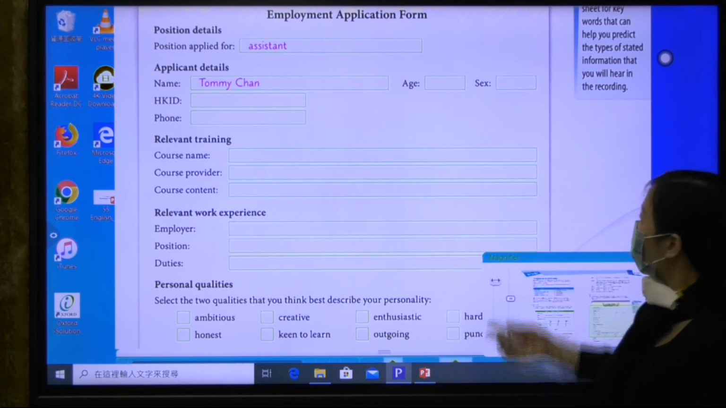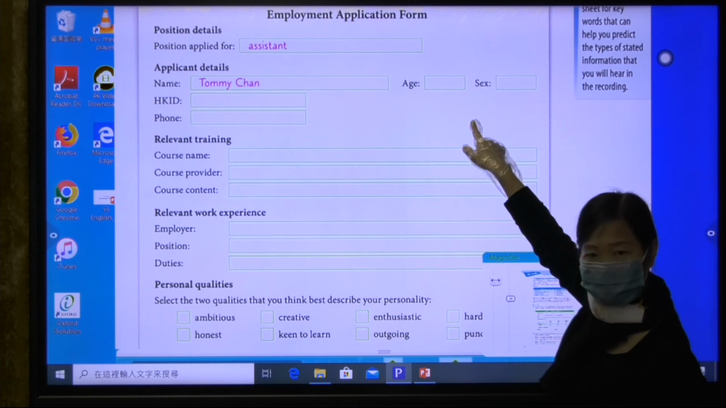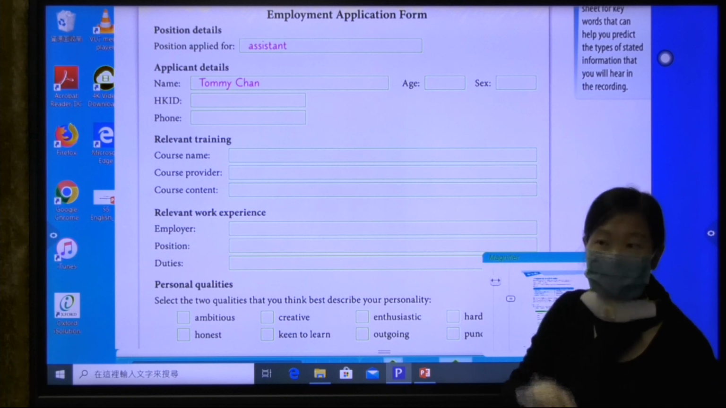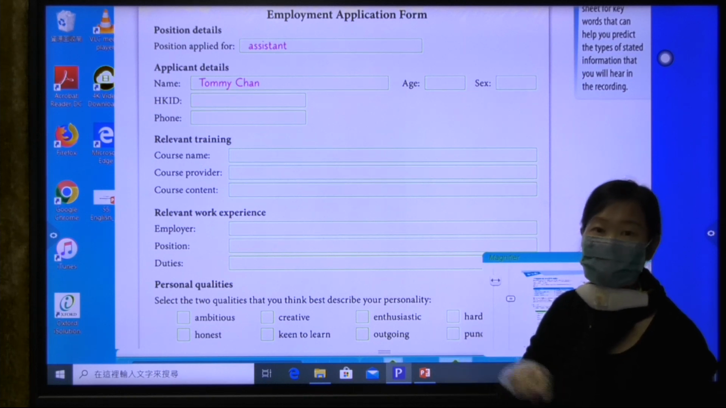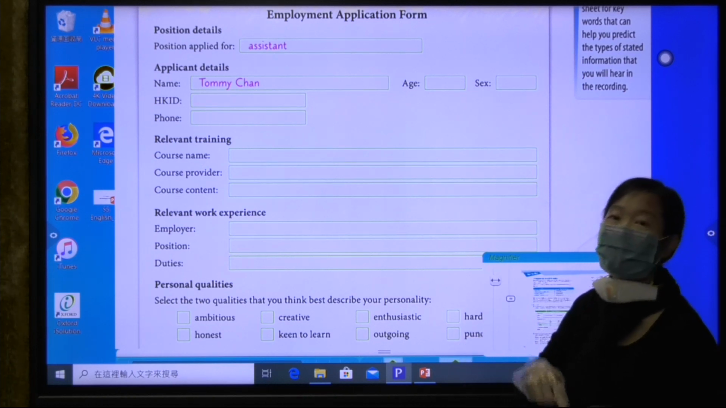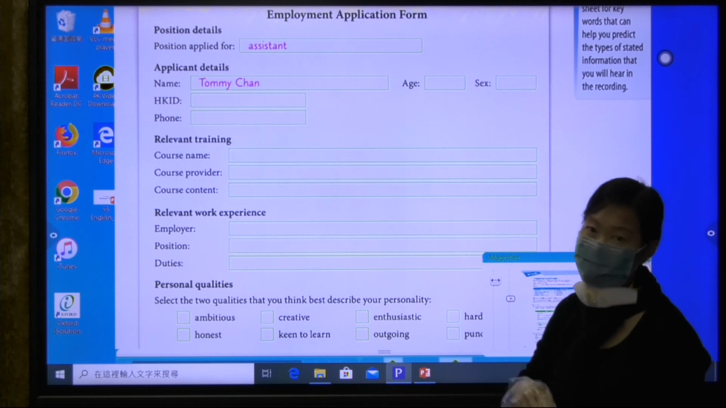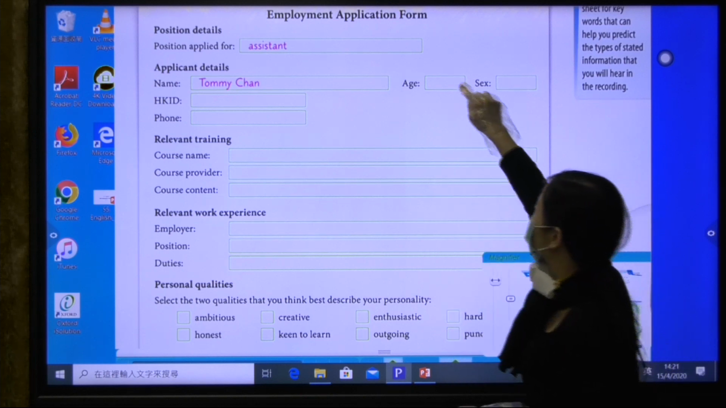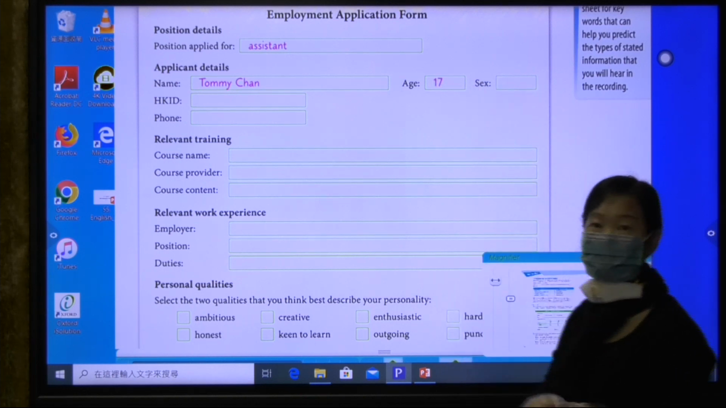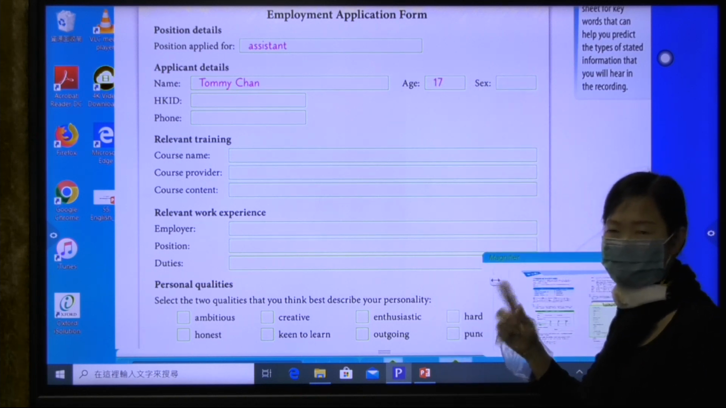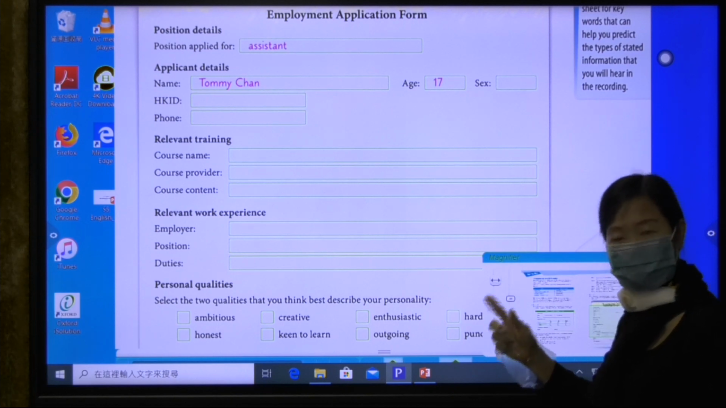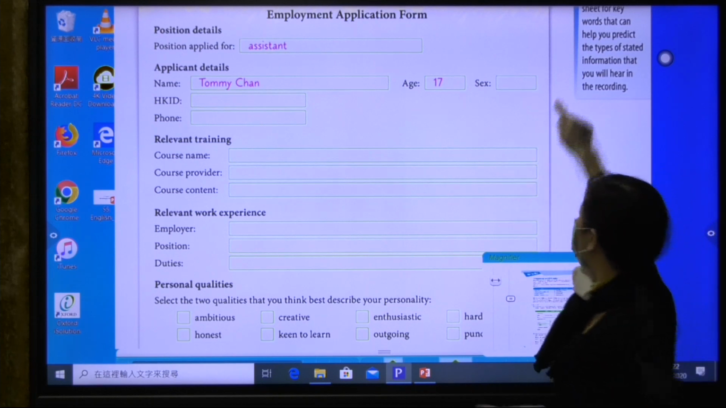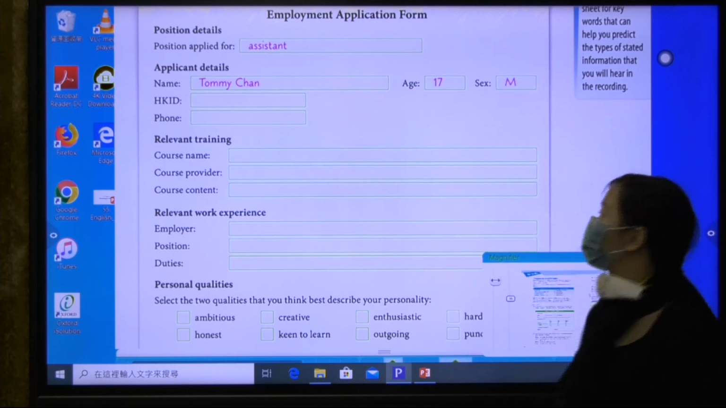Tommy Chan. And the age, 16 or 17. Tommy is now 16, but next week he will be 17. So Janice, you're Janice, remember? You suggested he write down 17. So this is the answer. Listen very carefully, sometimes it's quite tricky. 16, 17, 17. And the sex, of course, M, a boy.